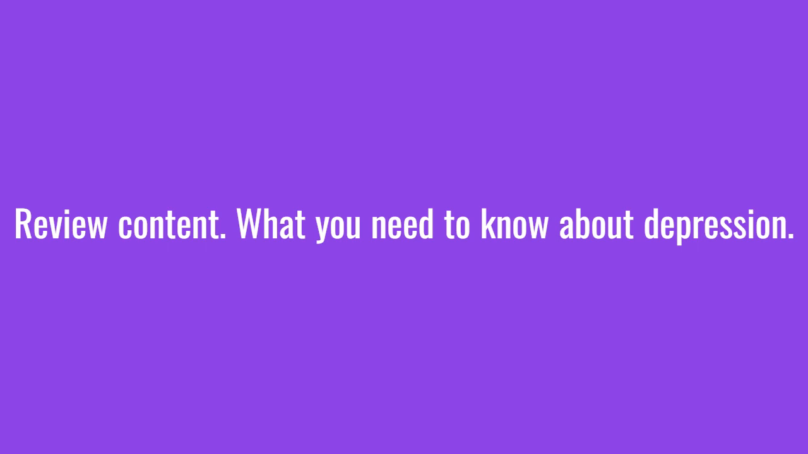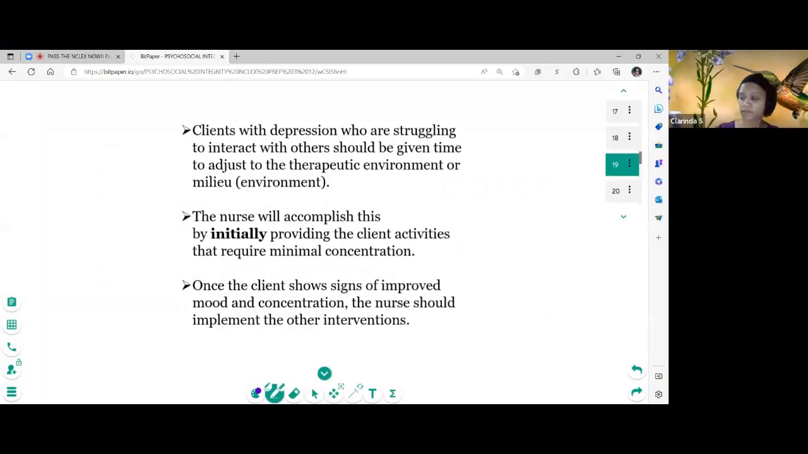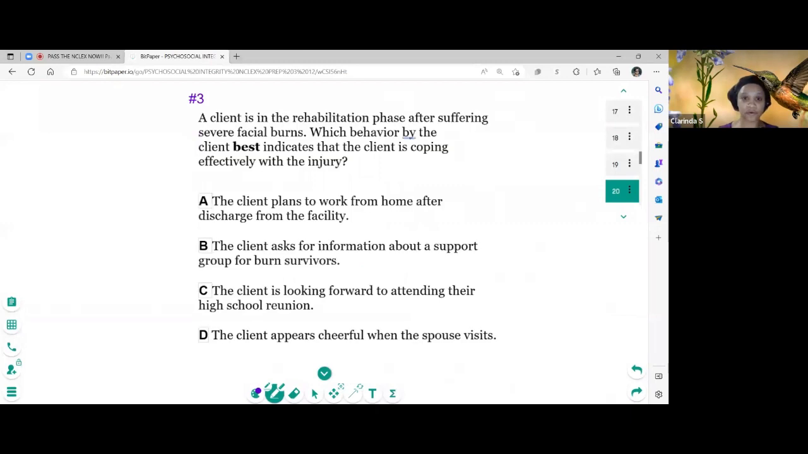All right, so clients with depression are usually struggling to interact with others. We should give them time to adjust to the environment. So the nurse will accomplish this by initially providing the client activities that require minimal concentration. Okay, starting out. And then as they improve and show signs of improved mood and concentration, the nurse will implement all the other interventions, all those other three that were comparable and alike. Those are things that they would be more likely to do later on.